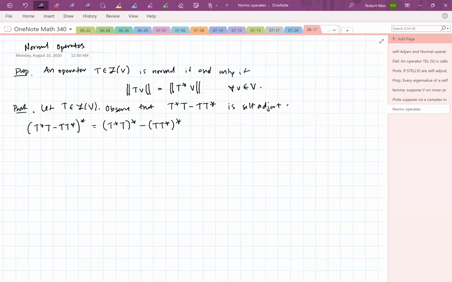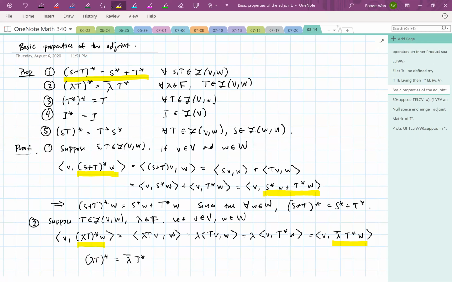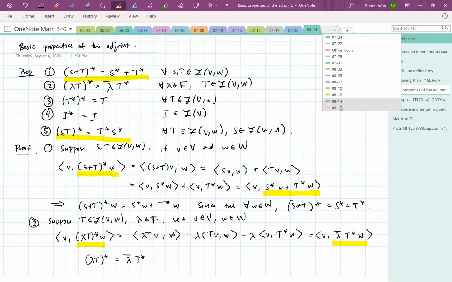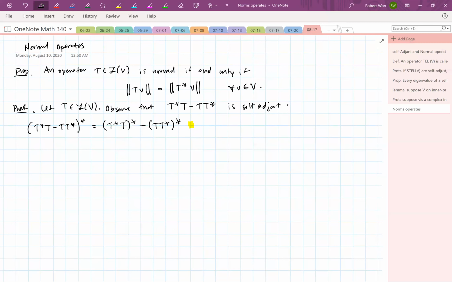Right, I also know that, if you have a composition, you take the adjoint of each one and just reverse the order. So this is the same thing as T star star minus T star star T star. But then you also know that if you take the adjoint twice, you get the original. So this shows that the operator T star T minus T T star is actually equal to its own adjoint. So it is always self-adjoint, no matter what T is.